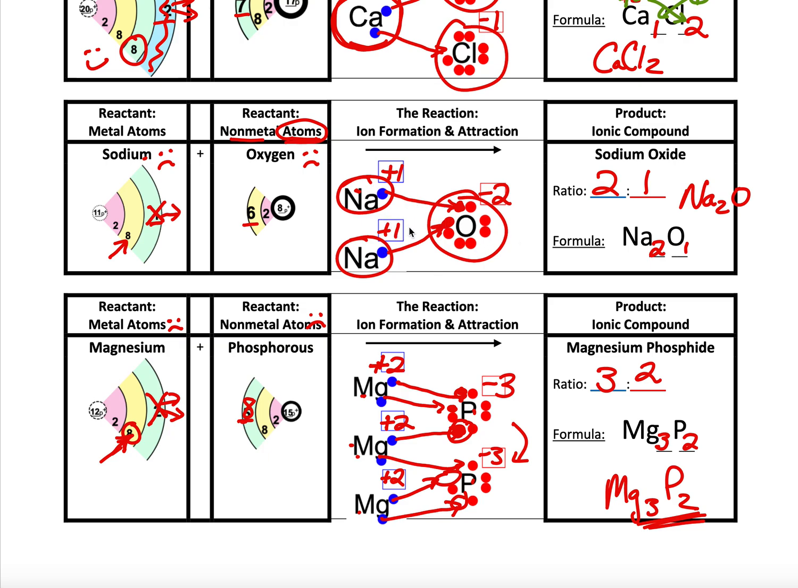But let's look at this one. Sodium makes a +1. What number is after the oxygen? A 1. Oxygen makes a -2. What number is after the sodium? A 2.